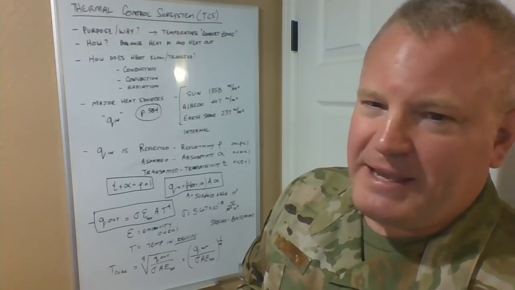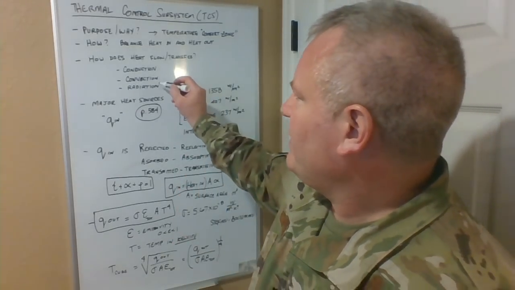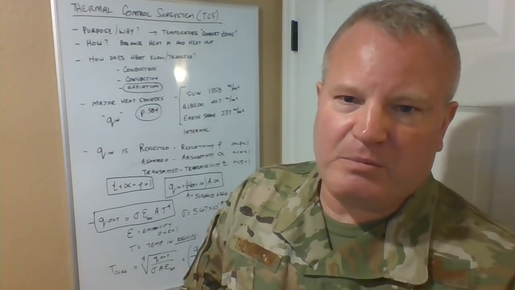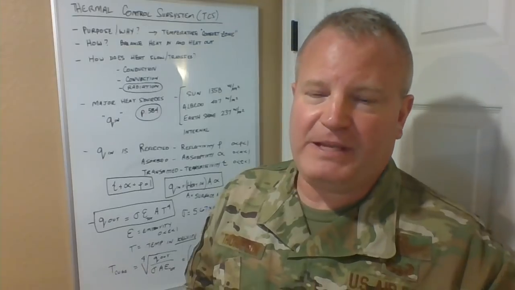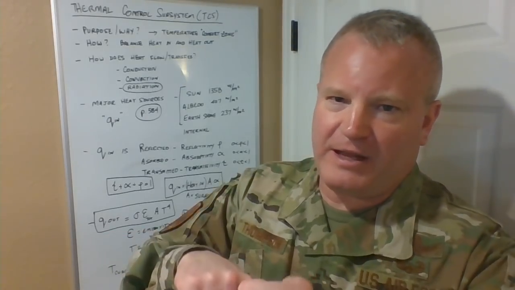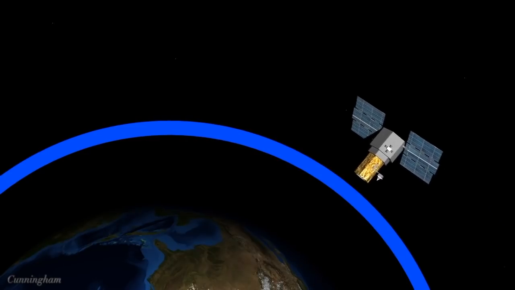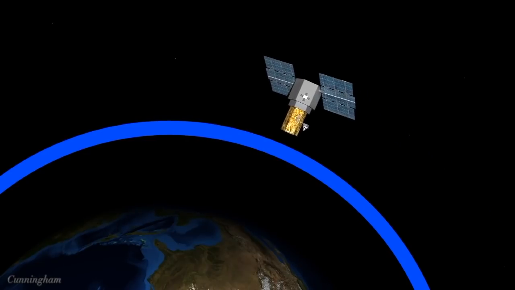And in space, we really only have radiation. That's our only option for removing heat from a spacecraft, is to radiate it, because there's no physical contact with other objects. There's no air. There's no fluid circulating around the spacecraft. So we really have to work with radiation.